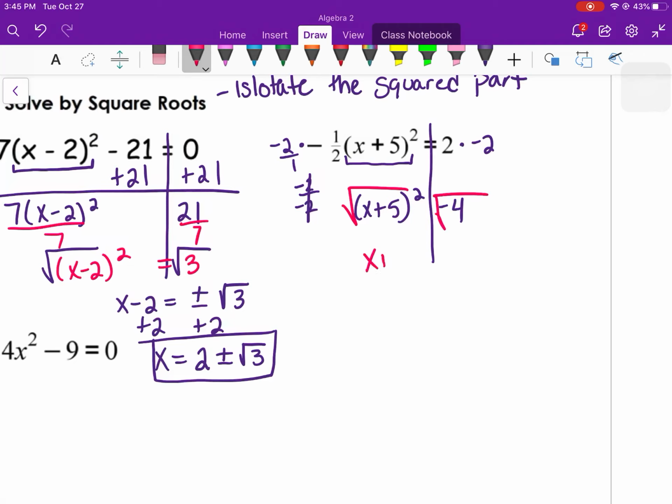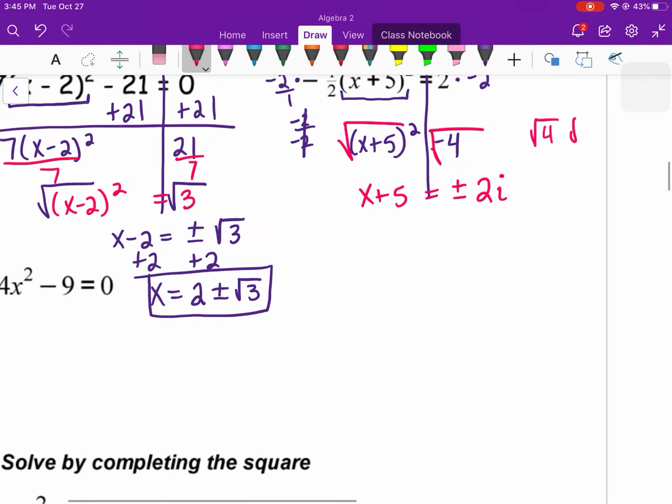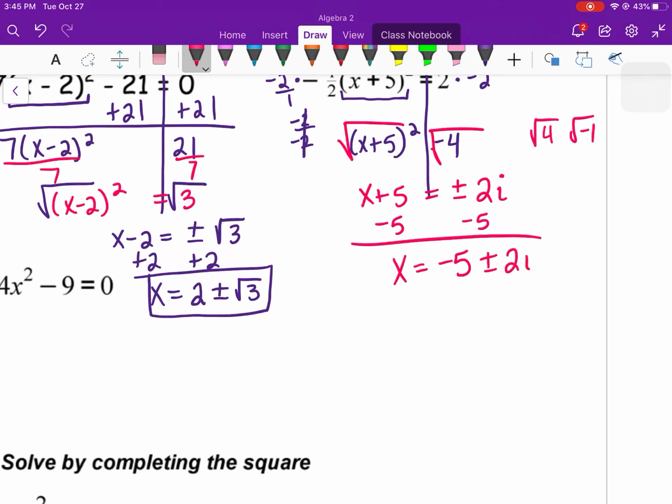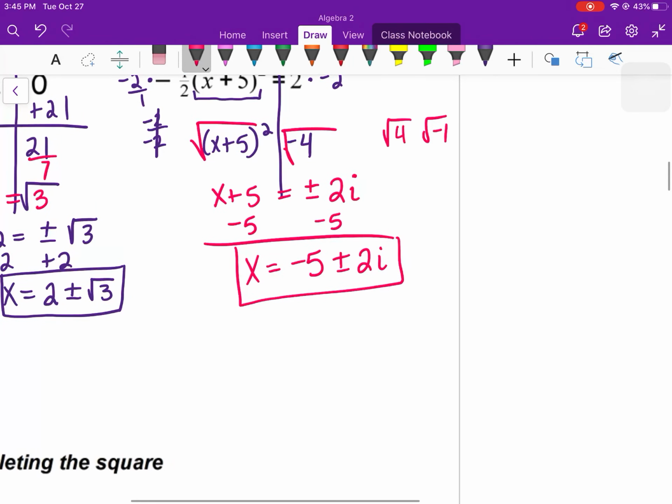Then take the square root, and we get x plus 5 equals, the square root of 4 is plus or minus 2. Since it's a -4, it is imaginary, so plus or minus 2i, because the square root of 4 is 2 and the square root of -1 is i. Then subtract 5 from both sides. You have a real number and a complex number, so now your answer is imaginary. So put the real part first, -5 plus or minus 2i. That's -5 plus 2i and -5 minus 2i.